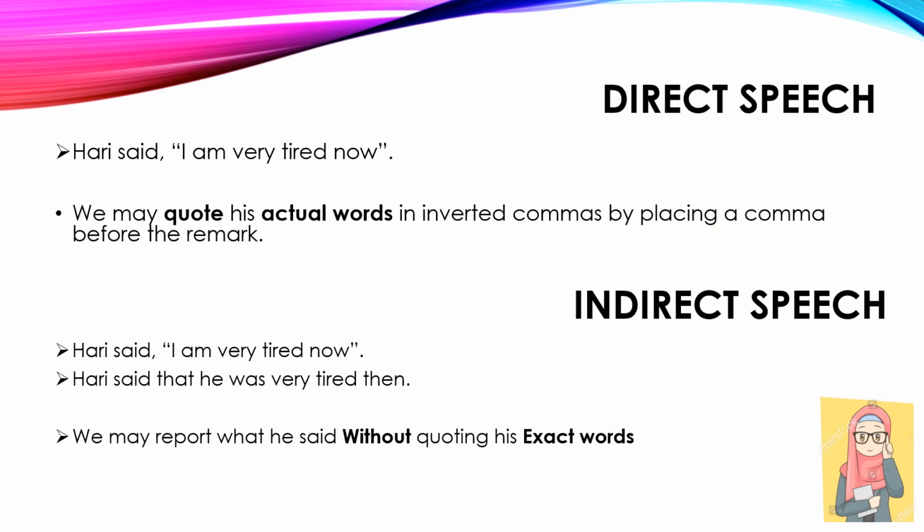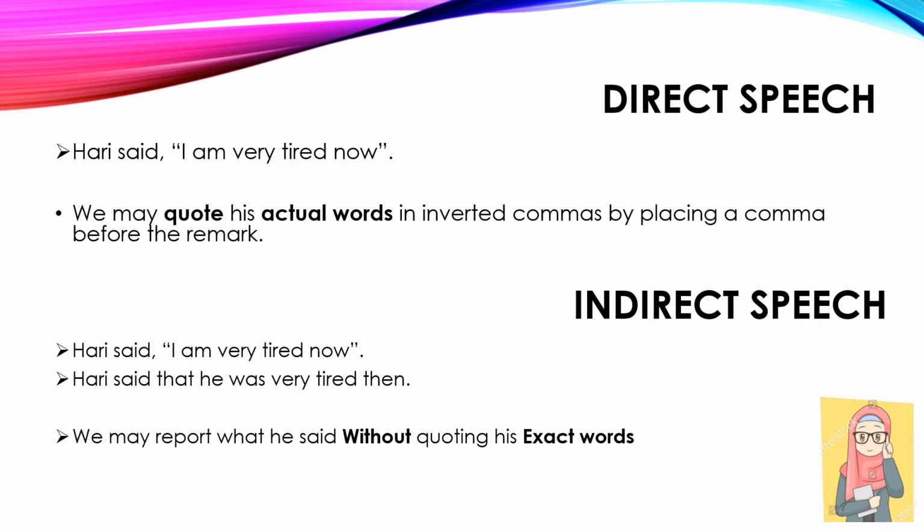So you must have done the observation. Now let's look into the sentences in detail. Harry said, "I am very tired now." We may quote this as actual words in inverted commas by placing a comma before the remark. As I mentioned before, there's a remark, Harry said, there's a comma, and then we're opening and closing a quotation in the end. Therefore, this sentence will be titled as direct speech.